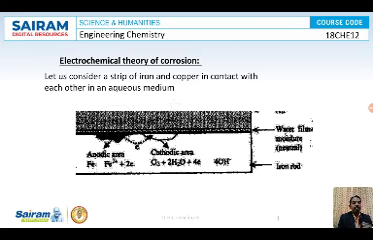So let us consider a strip of iron and copper in contact with each other. It might be physically like this. If this is iron and this is copper, the two ends might be in contact with each other like this, or like this, or like this. Somewhere, but they should be in contact with the aqueous medium. So what happens? This iron lies high in the electrochemical series and copper lies low in the electrochemical series. Since iron lies high in the electrochemical series, it acts as anode and undergoes oxidation.